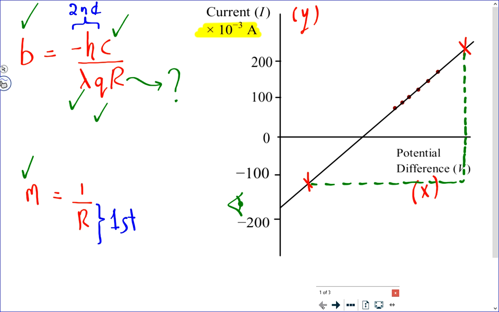And if you do a really careful job of your measurements and a very careful job of graphing things, you should get something very close to Planck's constant.